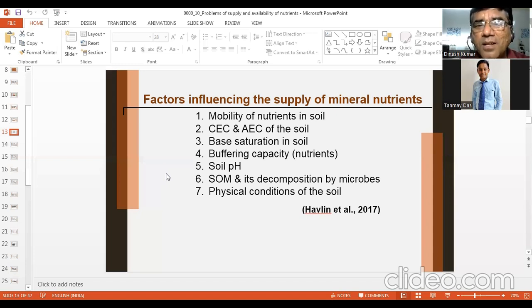Similarly, temperature. I'm not discussing temperature here, but temperature is going to have a role in the uptake of the nutrients, availability, decomposition. A number of things will be governed by temperature in the soil. So we are not going to discuss those factors, but the important ones we will discuss here.